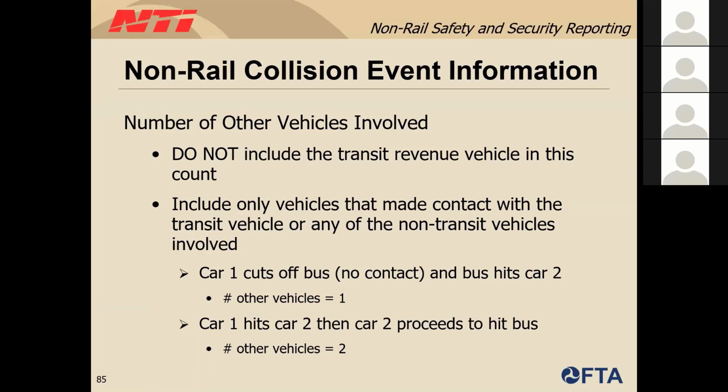If car 1 cuts off a bus, but no contact is made, and the bus goes on to hit car 2, the number of other vehicles to report is 1, because only car 2 had contact. Another example is if car 1 hits car 2, and car 2 hits the bus, the number of other vehicles to report is 2, since both car 1 and car 2 had contact.